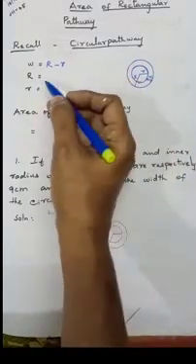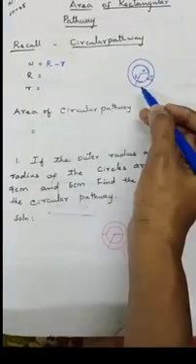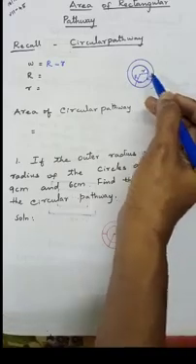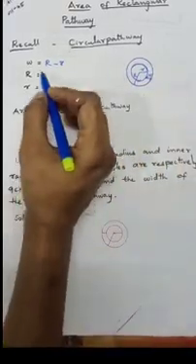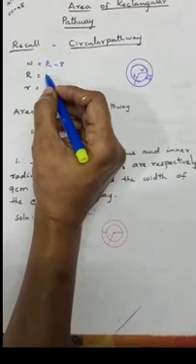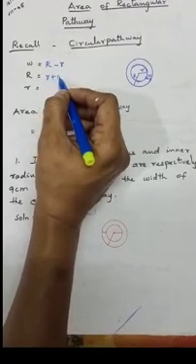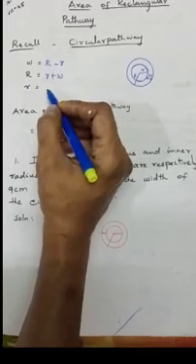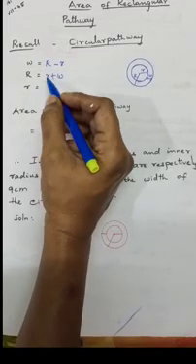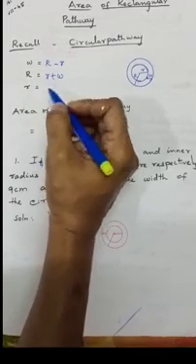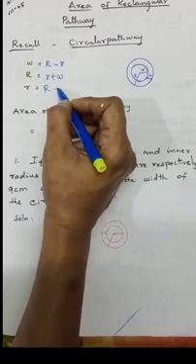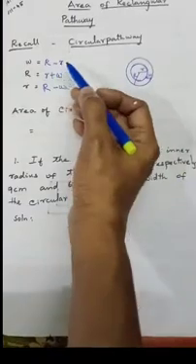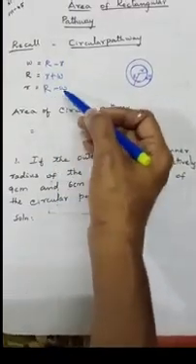Then how to find capital R if small r and W are given? Small r plus W. If you add these two, you will get capital R. Then small r is equal to capital R minus W. From one formula we can write all these.